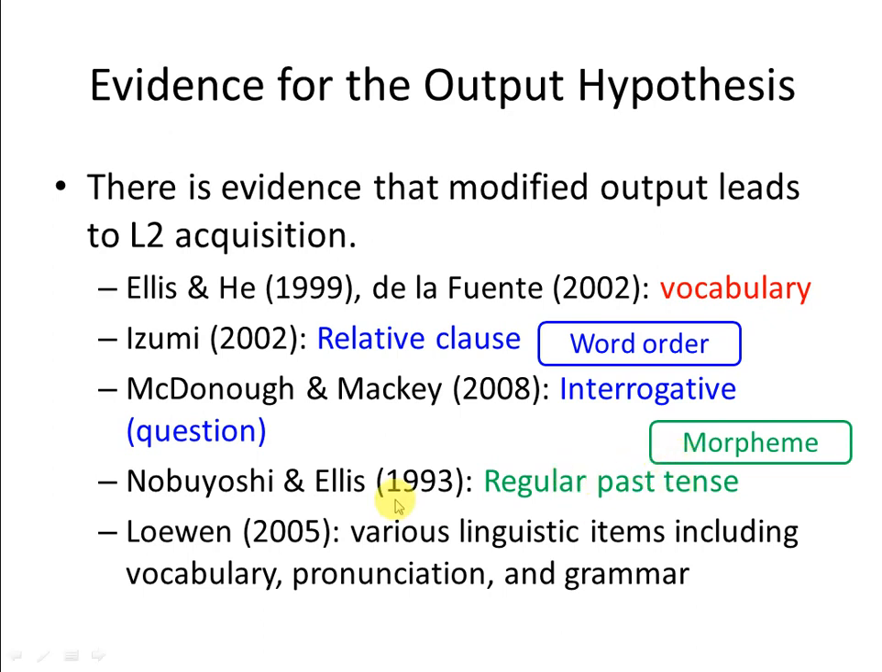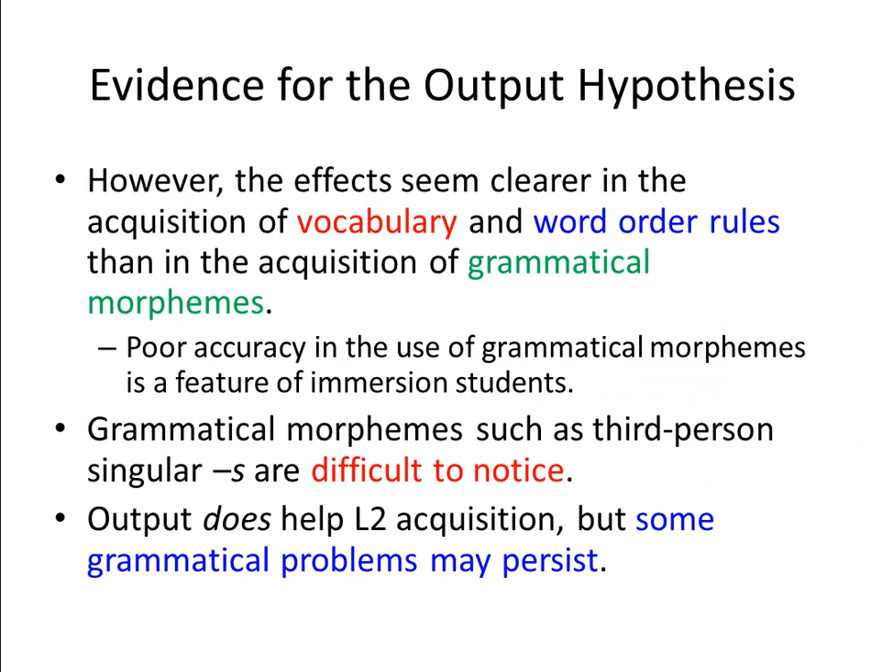But I think the evidence from this research is a bit weak. The evidence is actually mixed, because modified output worked only for some learners, not for all learners. And there is more evidence. So it seems that modified output works, but the effects seem clearer in the acquisition of vocabulary and word order rules than in the acquisition of grammatical morphemes.